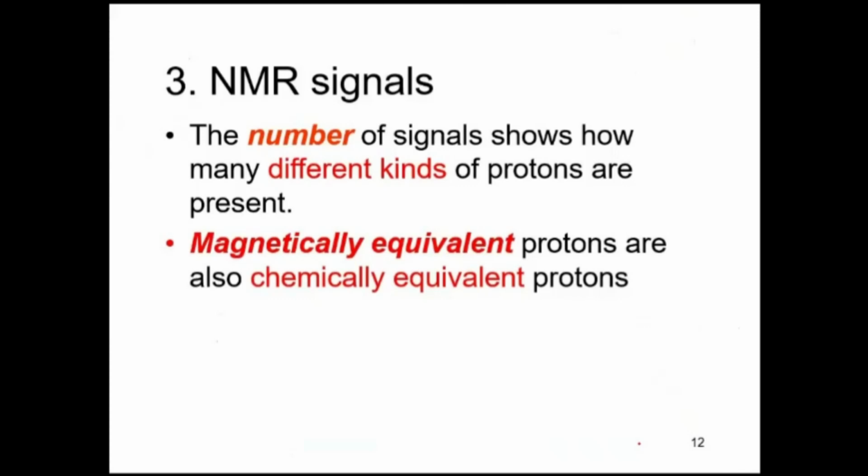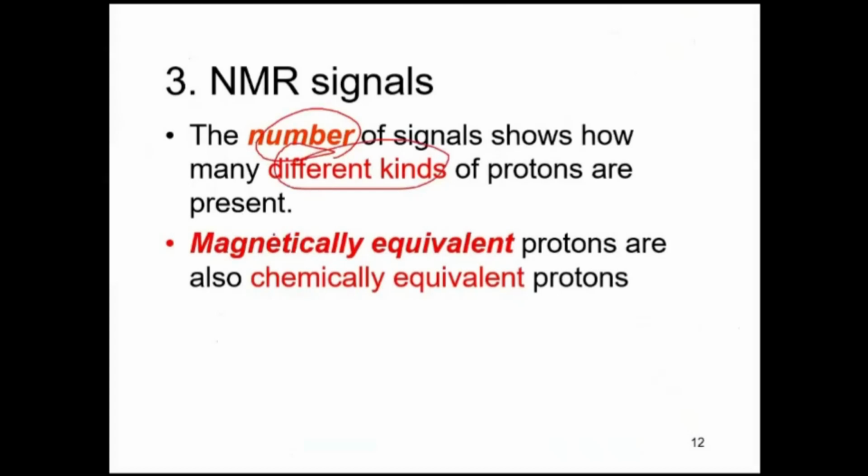Let's move on to the next point, NMR signals. The number of signals obtained in the NMR spectra shows how many different kinds of protons are present. If there are five signals, there will be five types of protons. If there are six signals, there will be six different types of protons present. So the number of signals indicates how many different kinds of protons are present.